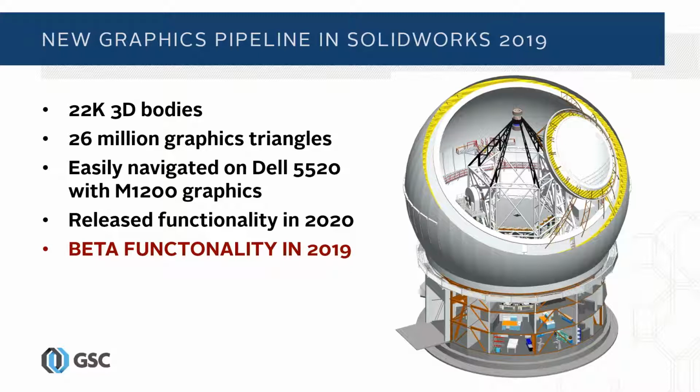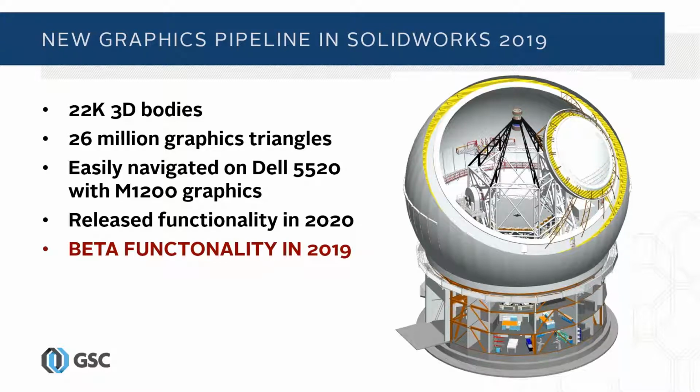So if you start getting large models like this guy right here, where I have 26 million graphics triangles, 22,000 3D bodies, my old Dell 5520 could navigate this with the new graphics pipeline in 2019, whereas before that it would be just slow and almost impossible to zoom, pan, and rotate this model.